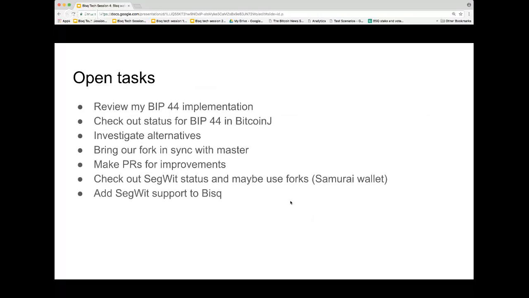And of course, to add SegWit support for Bisq. I think when BitcoinJ would support SegWit, it's probably pretty trivial for Bisq to support it. Maybe no effort at all, or maybe a little bit, but I don't expect it's a huge effort.